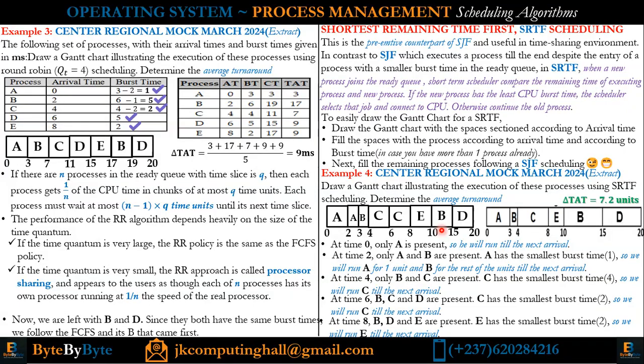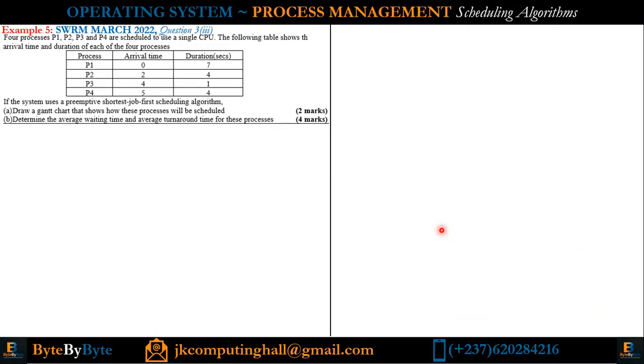Now, let us look at another example, because I know that this particular algorithm is somehow tedious for some students. This is the Southwest Regional Mock March 2022 question 3 sub 3. It says 4 processes P1, P2, P3, and P4 are scheduled to use a single CPU. The following table shows the arrival time and duration of each of the 4 processes.